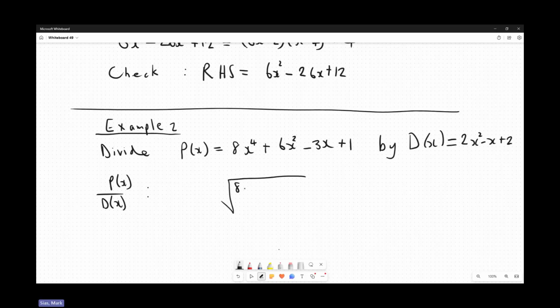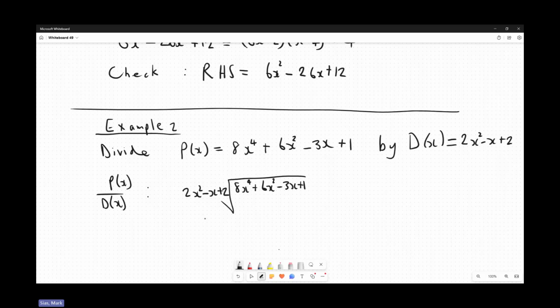Inside here is my P of X: 8x to the 4 plus 6x squared minus 3x plus 1. And this is divided by 2x squared minus x plus 2. Okay? All right. So if everything is clear there, let's see now how we approach this problem.